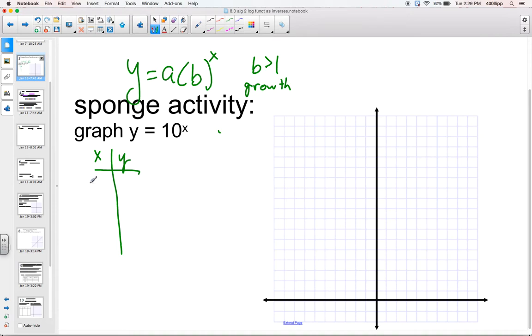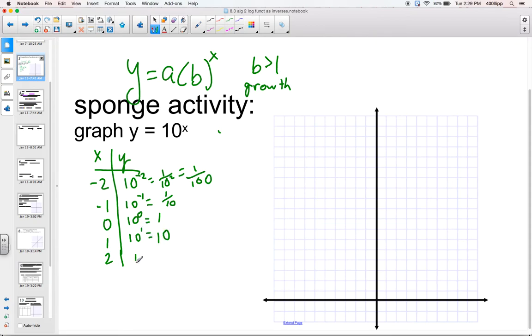If we plug in some negative values like -2, -1, we'll plug in 0 and some positive values. For this we have 10 to the -2, which is 1 over 10 squared, or 1 over 100. Really close to 0, right? Because it gets closer to your asymptote of y equals 0. We have 10 to the -1, which is 1 over 10. 10 to the 0, or anything to the 0 power, is a 1. 10 to the first is a 10, and 10 squared is 100.